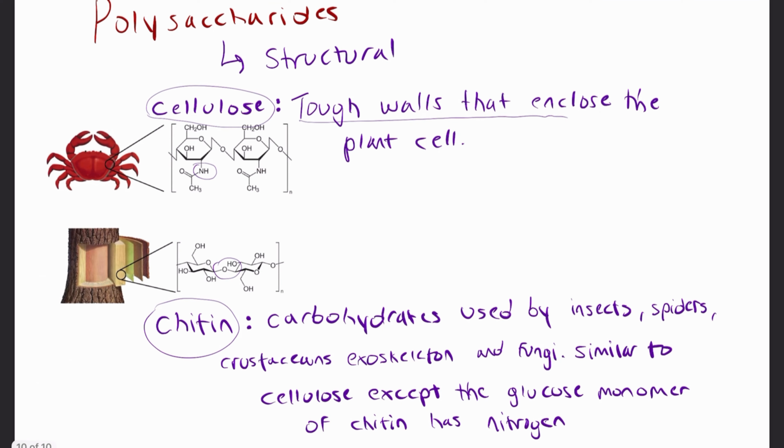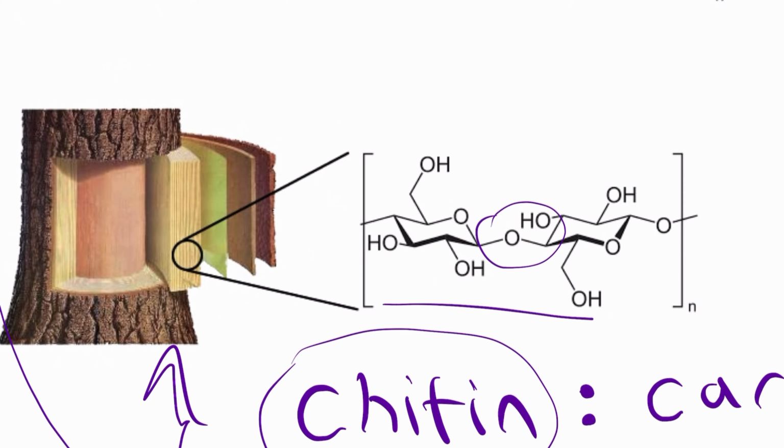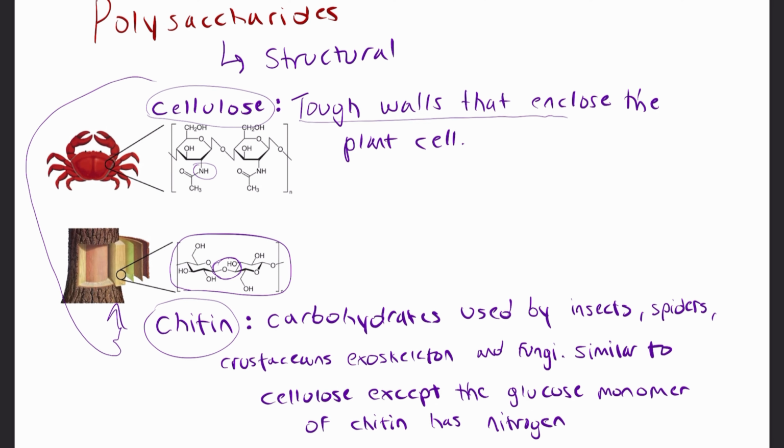All right. Lastly, we have our structural. So there's two different types. There's chitin and then there's cellulose. So cellulose is used for the tough walls enclosing plant cells, and I kind of have this mixed up here. As you can see here, we have like a bark, and then we have our carbohydrate here, right? Held by that glycosidic bond that we talked about. And this is what gives the rigidness of these plants. It is cellulose, tough walls that enclose the plant cell.